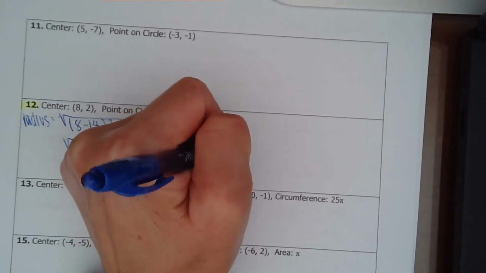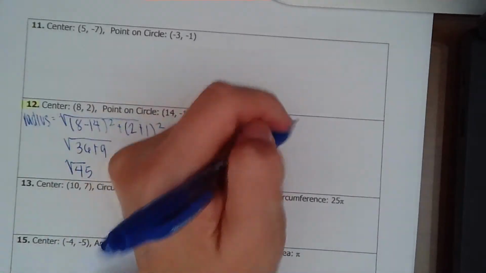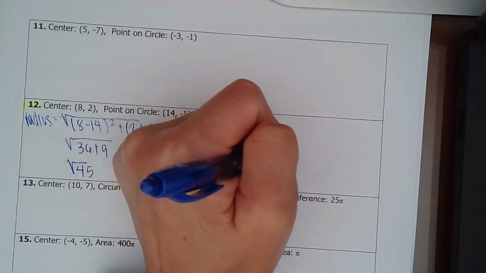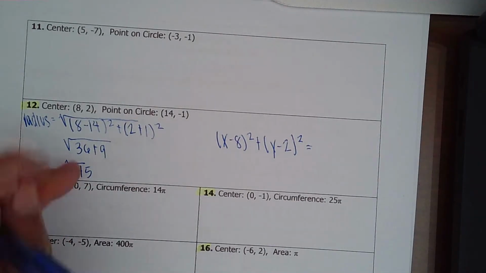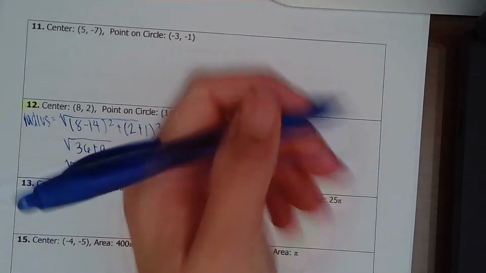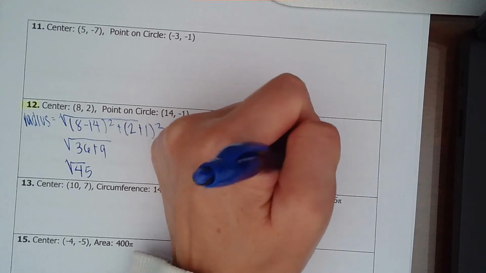So (x - 8) squared plus (y - 2) squared equals, well, my radius squared would be radical 45, which squared is 45.